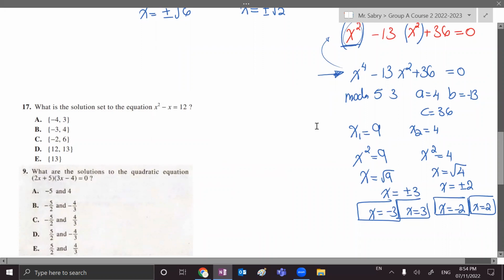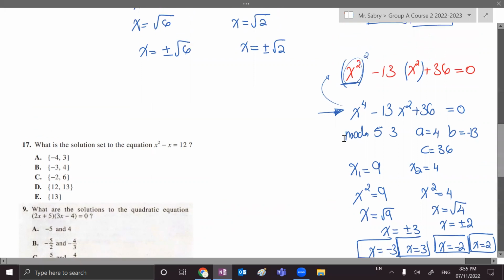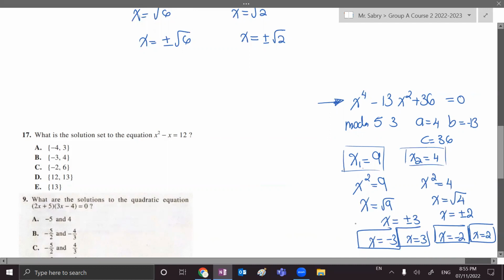Before mode 5-3, we pretended it was x to the power of 2, negative 13, and x without a power. No, I was just trying to explain it to you that way, but if you got confused, never mind. Whenever you have x power 4 and x power 2 and a number without x, it's the same as a quadratic function. Use mode 5-3 as usual. You get those x values. But we don't stop here. That's the difference: we have to take each one of those and take the square root, once positive and once negative, for the answer. Understood? Okay, yes, I understood more.